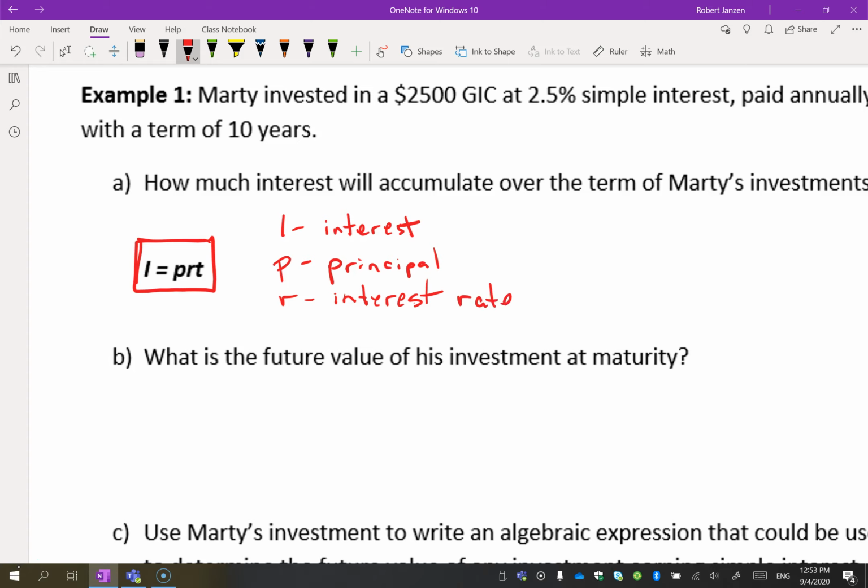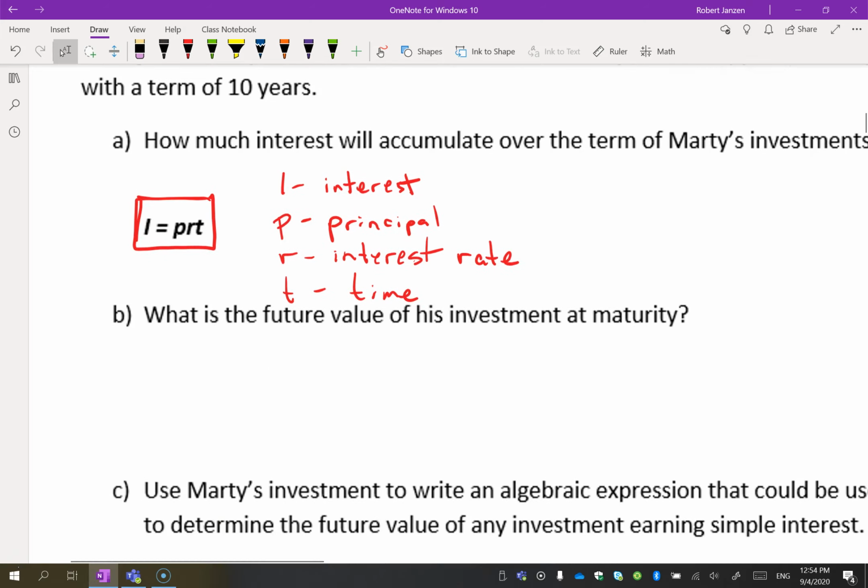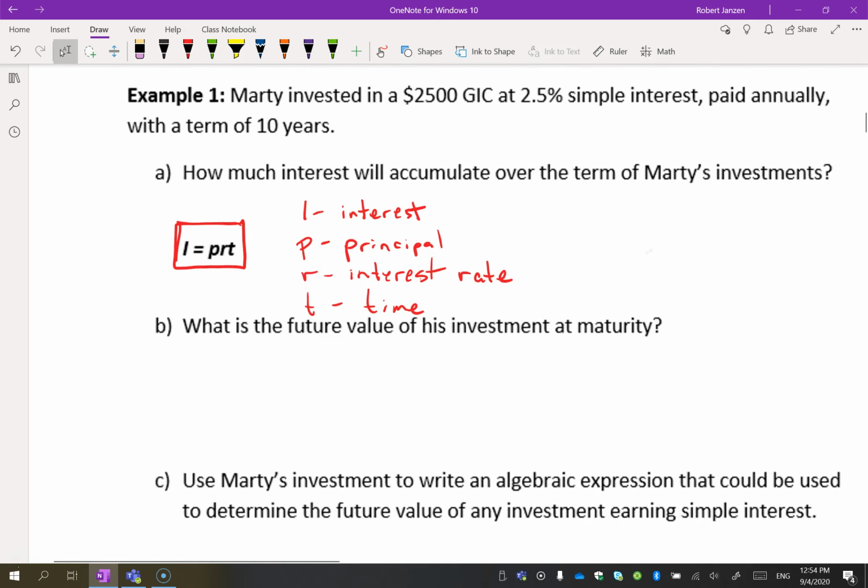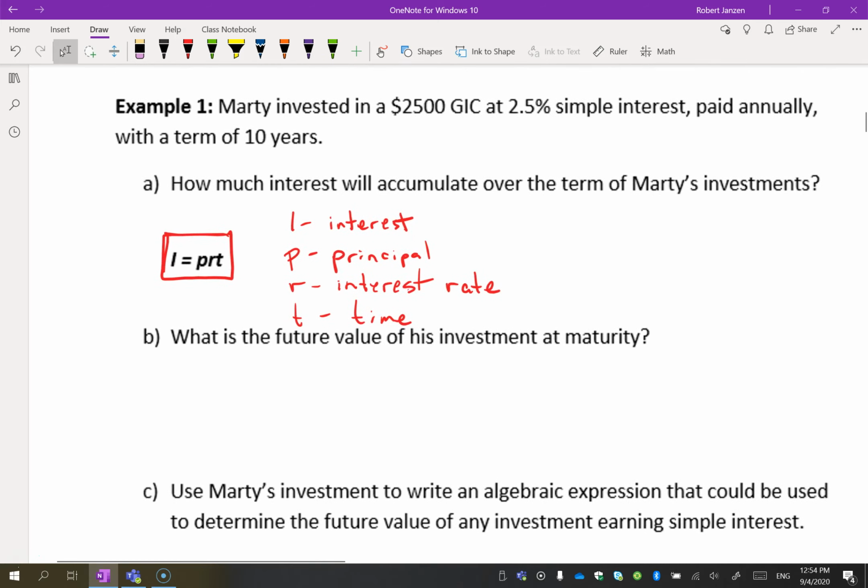The interest rate. And T is how long, or the time, that you're going to have the investment in. Now there's a couple of things as we go through these questions that you need to know about those, and you'll see this one in this example. So what is the future value of his investment?